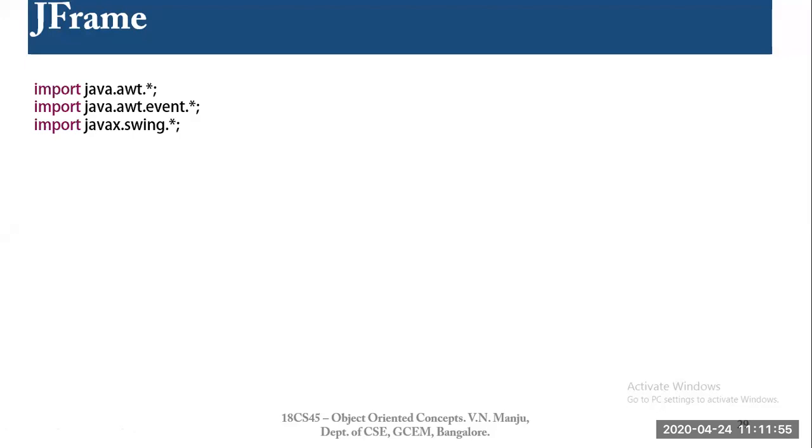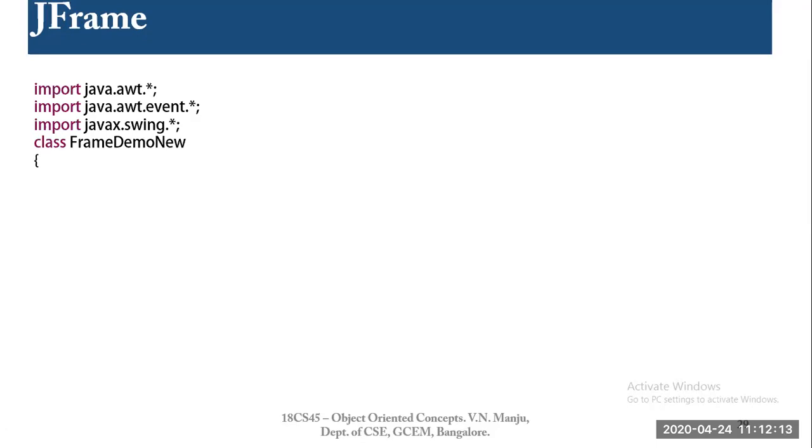So import java.awt.*, that is the package. AWT is Abstract Window Toolkit. And since I'm going to generate an event, I'm going to show you an example with an event. So I have included the event package, then the Swing components. So now I'll create a class, FrameDemoNew.